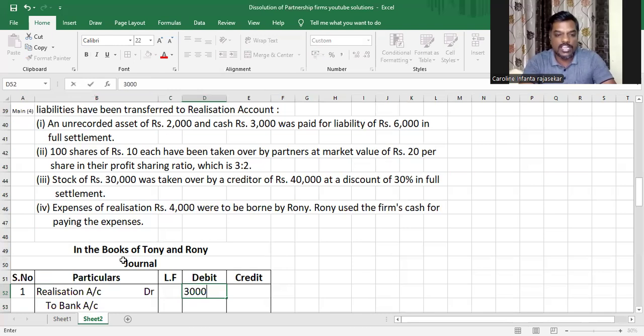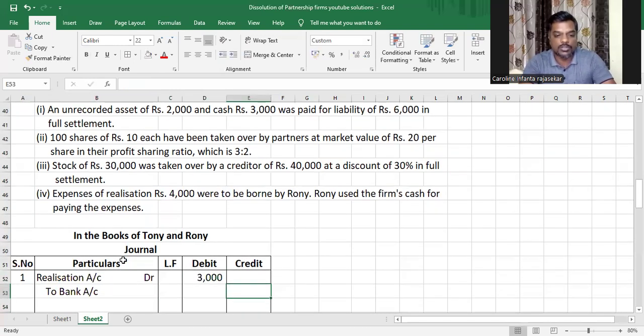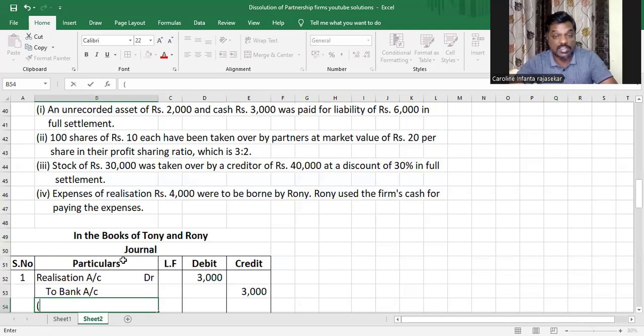And here, we'll only pass journal entries for 3,000 rupees because for the remaining amount, we have given an unrecorded asset. So when an unrecorded asset goes out, realization is credited. Any asset that goes out after transferring to realization account will be credited, whether it is unrecorded or recorded or anything. So the journal entry for that part would be realization to realization. So no entry will be passed. Only for the remaining 3,000, we have to pass the journal entry. And so realization to bank account, liability settled. All right. Moving on to the next one.